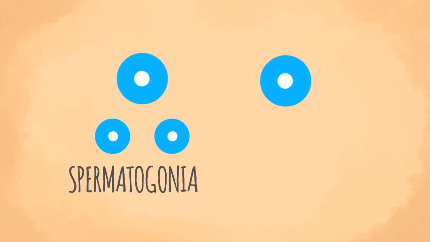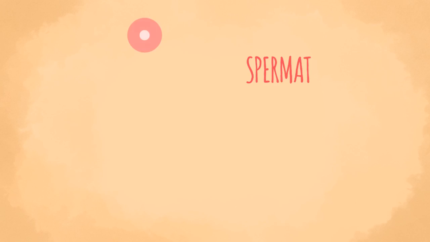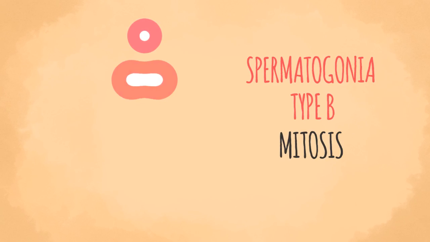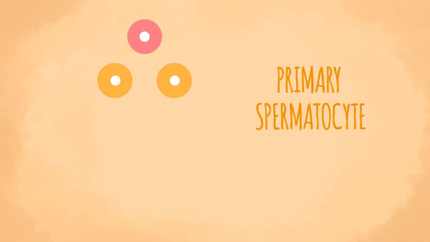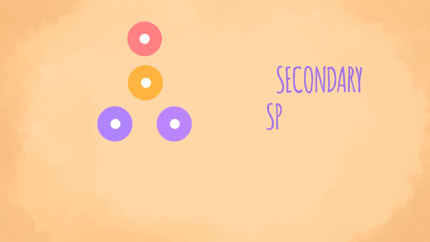The spermatogonia type A divide mitotically to give rise to more spermatogonia of type A and also to spermatogonia of type B. The spermatogonia type B undergo mitosis to form primary spermatocyte. These primary spermatocytes are the cells that undergo first meiosis and form secondary spermatocytes.